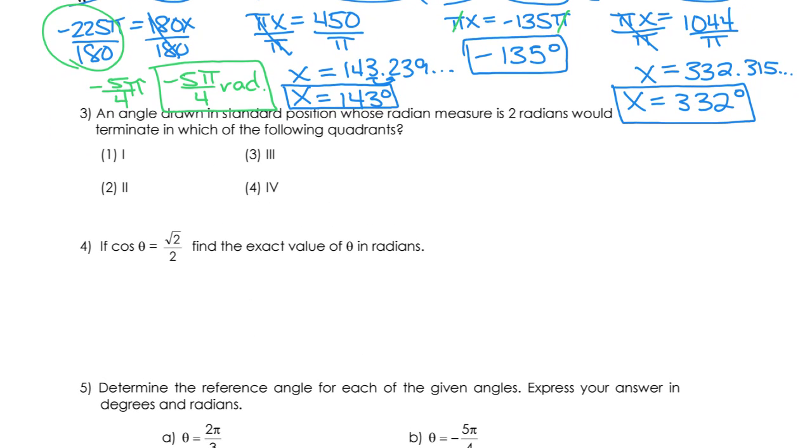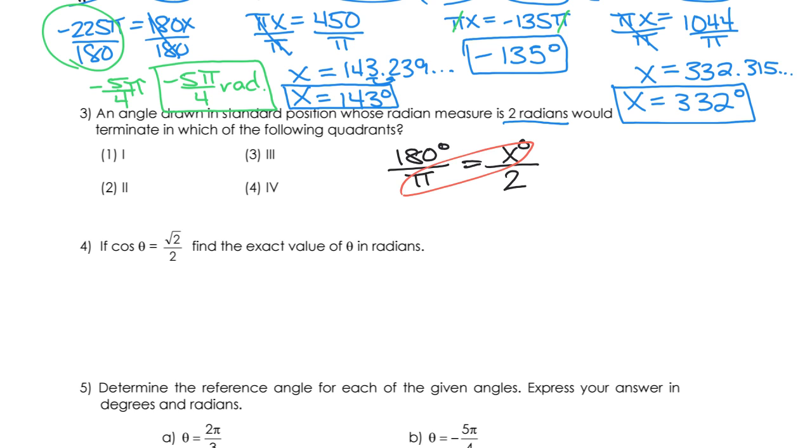All right, number 3, guys, says that an angle drawn in standard position whose radian measure is 2 radians would terminate in which of the following quadrants? All right, so we're going to go ahead and convert because we don't know where our radians really are, especially when they don't have pi in it. So we're going to go 180 degrees over pi radians is equal to x amount of degrees over 2 radians.